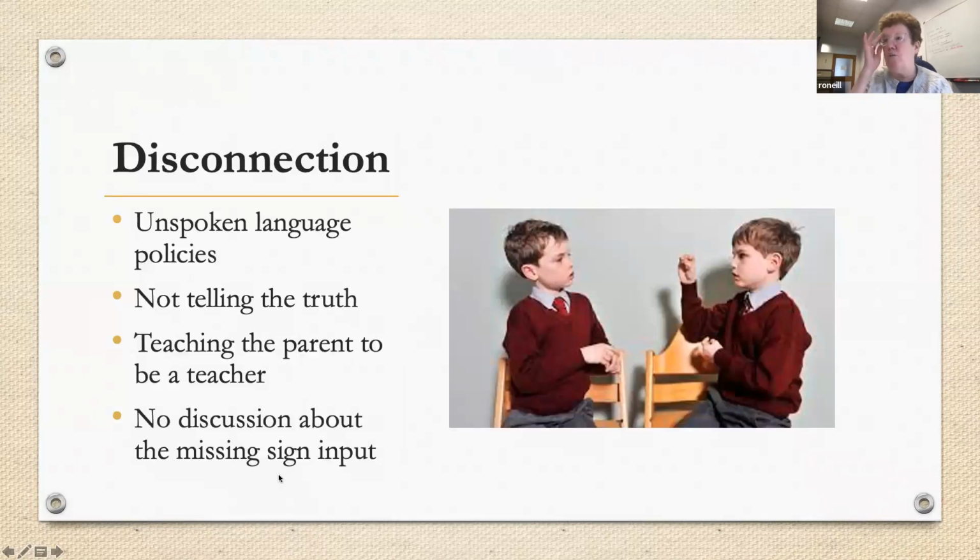So there's a disconnection between these unspoken language policies, which we can see surfacing in the success from the start policies, and that is to some extent hiding the truth. Also teaching the parent to become a teacher, which is a role that parents don't necessarily want to have. And very little discussion about the missing signed input, about the lack of infrastructure in our country and in the Republic of Ireland, where it might be quite a lot better. How much input is needed in a fluent language?